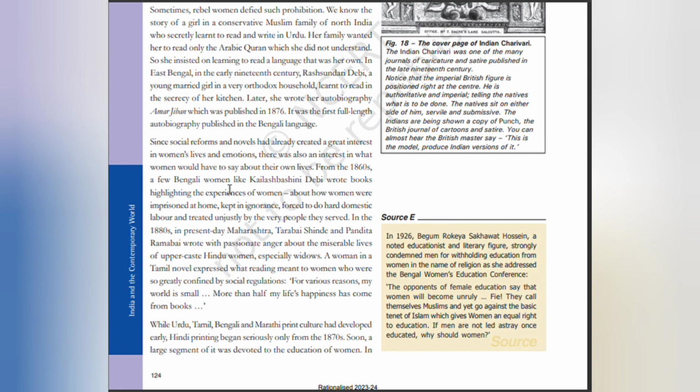From the 1860s, a few Bengali women, like Kailashbashini Debi, wrote books highlighting the experience of women: how women were imprisoned at home, kept in ignorance, forced to do hard domestic labor, and treated unjustly by the very people they served. In the 1880s, in present day Maharashtra, Tarabai Shinde and Pandita Ramabai wrote with passion and anger about the miserable lives of upper caste Hindu women, especially widows. A woman in a Tamil novel expressed what reading meant to women who were so greatly confined by social regulations: For various reasons, my world is small. More than half my life's happiness has come from books.